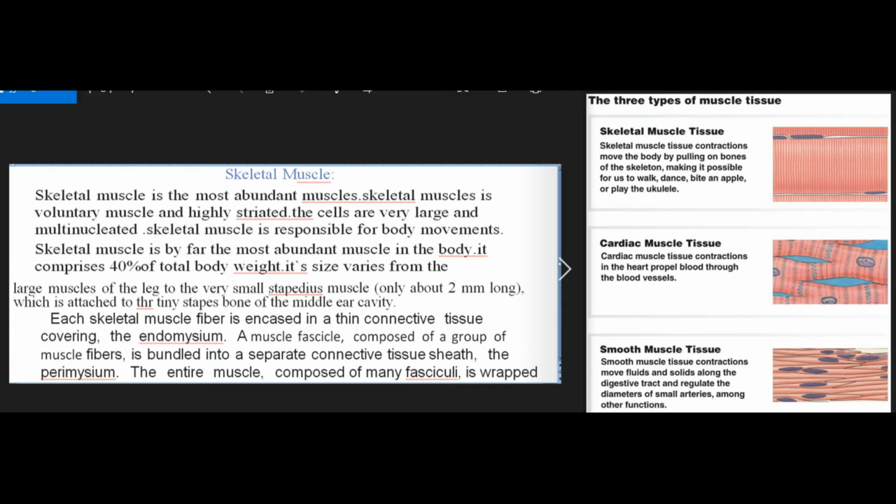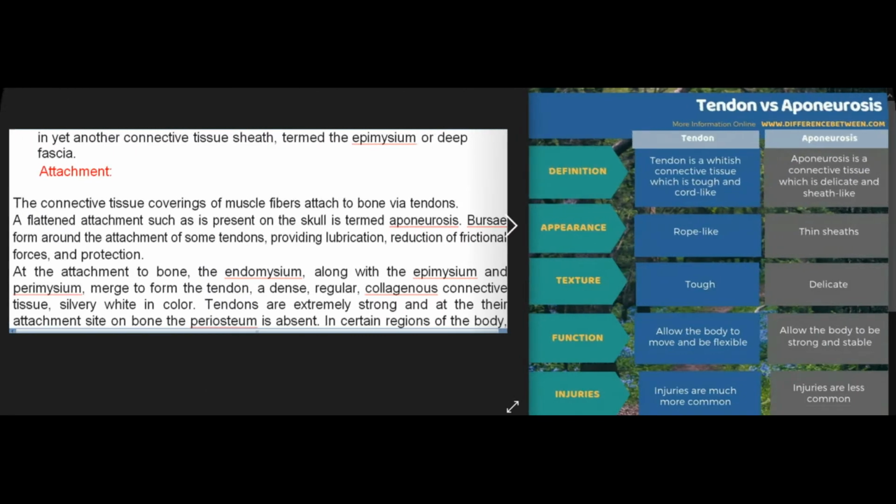The entire muscle, composed of many fasciculi, is wrapped in yet another connective tissue sheath, termed the epimysium or deep fascia. Attachment: the connective tissue coverings of muscle fibers attach to bone via tendons. A flattened attachment such as is present on the skull is termed aponeurosis. Bursae form around the attachment of some tendons, providing lubrication, reduction of frictional forces, and protection.